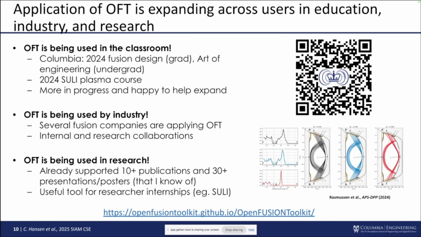And it's also being used in broader open research. Since the open sourcing a little over a year ago, it's already supported over 10 peer-reviewed publications and more than 30 presentations and posters that I know of. It's been particularly useful for research interns. The result that I'm showing here, for example, is from a summer intern from last year, one of the members of the SULI program at Princeton, who did a study on accessibility of different shapes in NSTX-U. So with that, I think I'm out of time, and thank you very much.